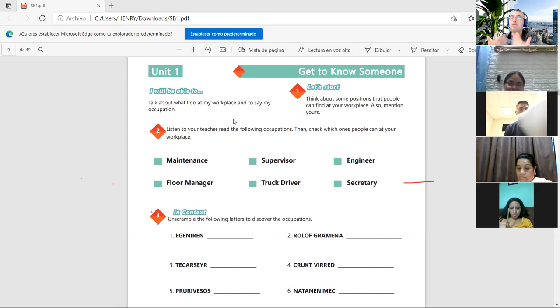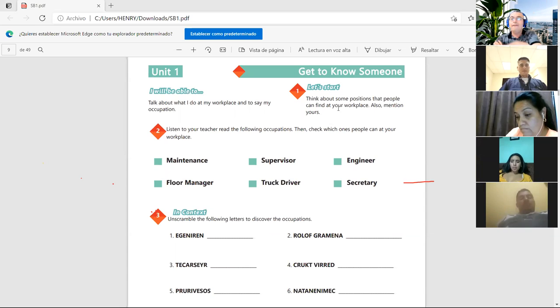Hablar sobre nuestros puestos, right? So think about some positions that people can find at your workplace, all right? Enfoquémonos ahora en su área, okay? Ya vamos a cambiar un poco el tema, all right? We're going to change y no vamos a terminar con esto, pero lo podemos dejar ya grabadito, right?